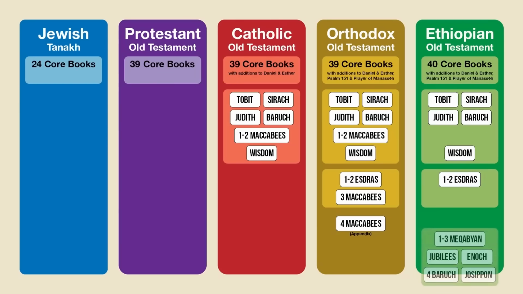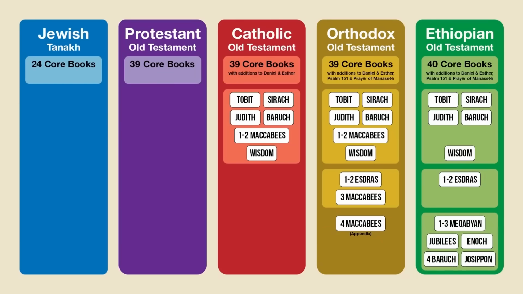But it also includes 7 unique books found only in the Ethiopian Bible, bringing its grand total to 54. Those books are 1st, 2nd, and 3rd Meqabyan, which are different from 1st, 2nd, and 3rd Maccabees, Jubilees, Enoch, 4th Baruch, and Josephon. Okay, so now let's look at each of these extra books one by one.